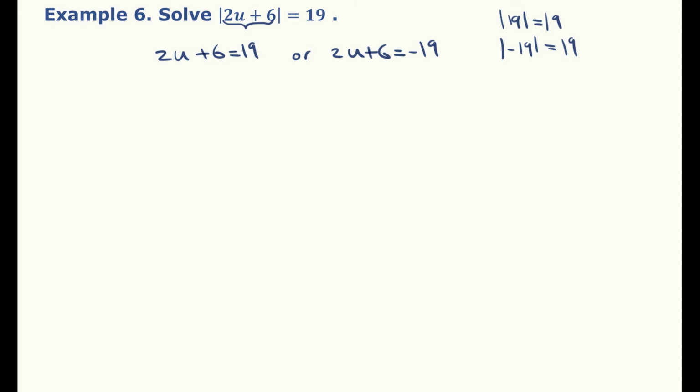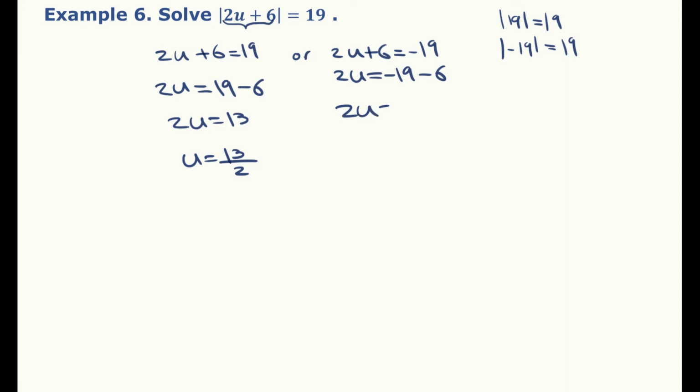So starting with this one, we have 2u equals 19 minus 6, so 2u equals 13, u equals 13/2. For this one, we have 2u equals negative 19 minus 6, so 2u equals negative 25, so u equals negative 25/2. So we will go ahead and quickly check our answers.